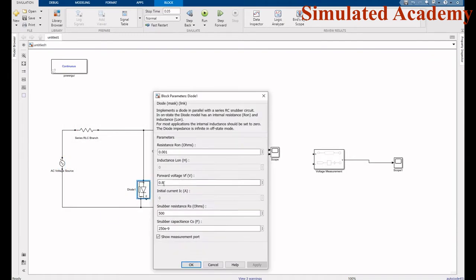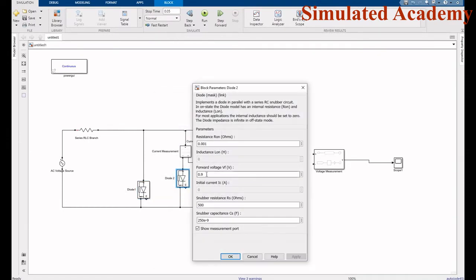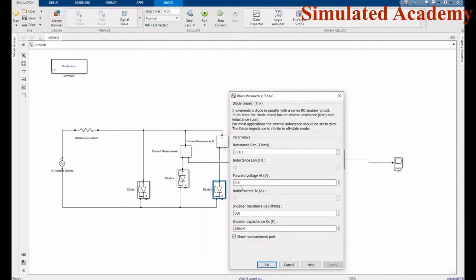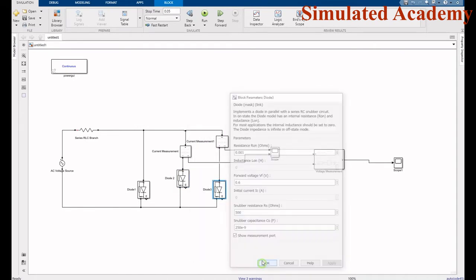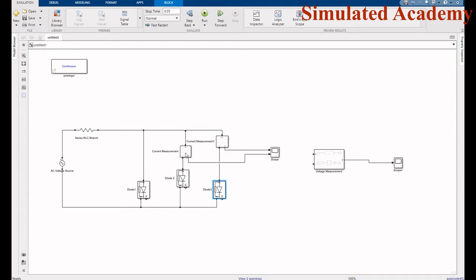Diode 1 has a forward voltage of 0.8. Diode 2 has a forward voltage of 0.9 and diode 3 has a forward voltage of 0.6. I have connected a current measurement to measure the current through diode 1 and the current through diode 3.